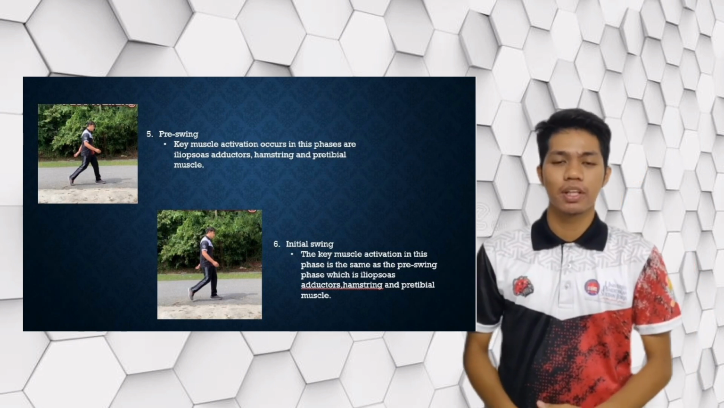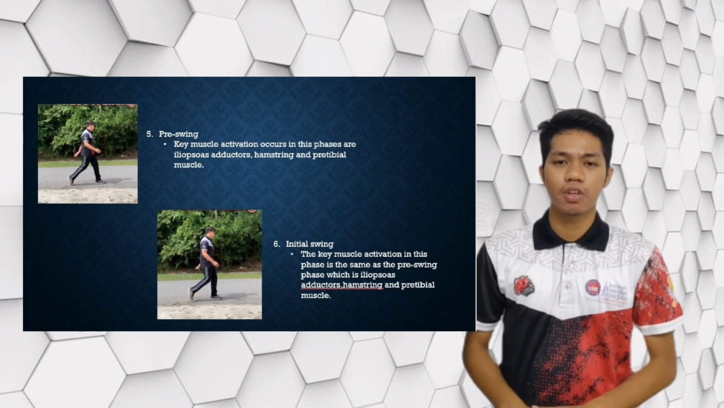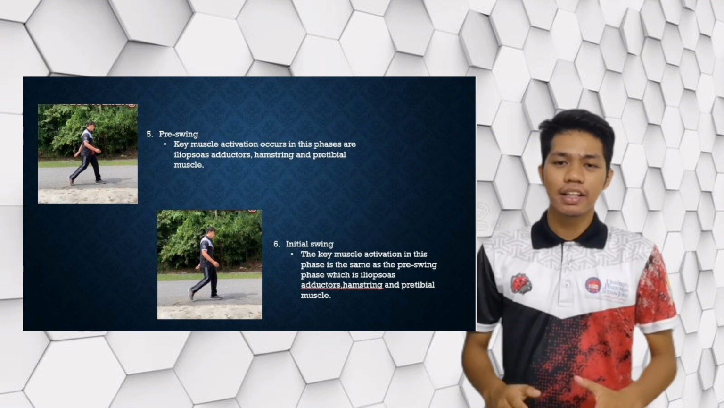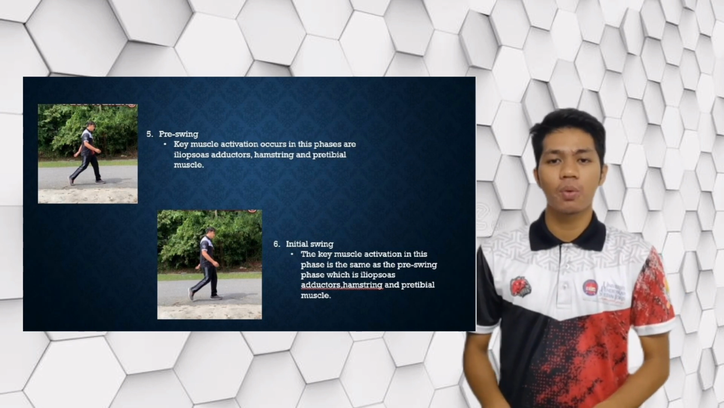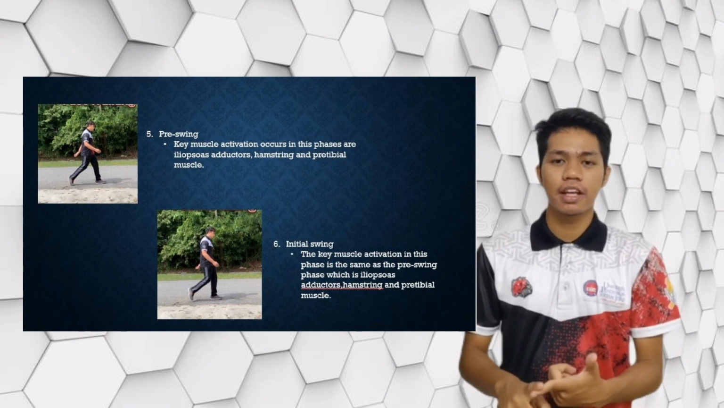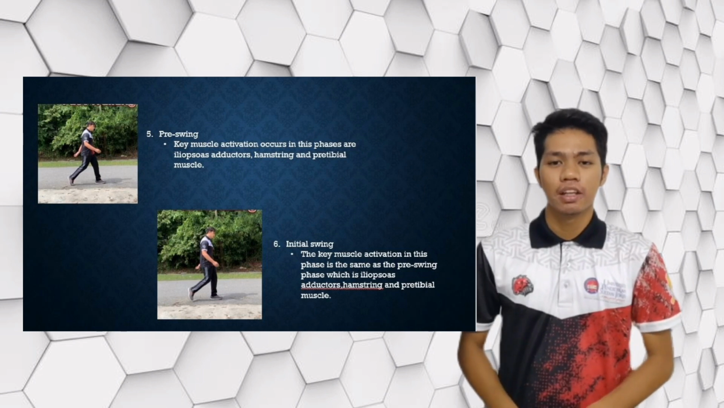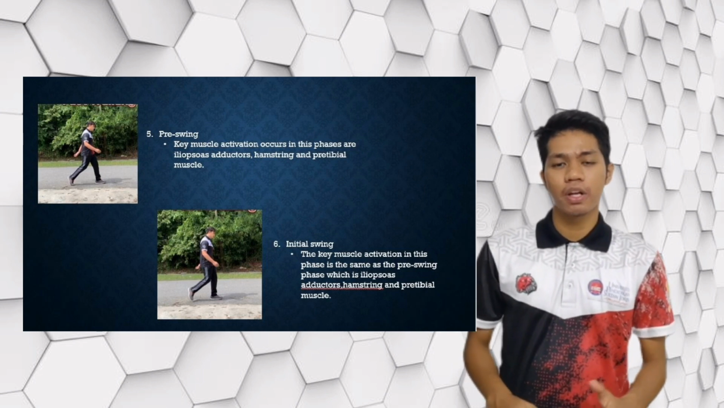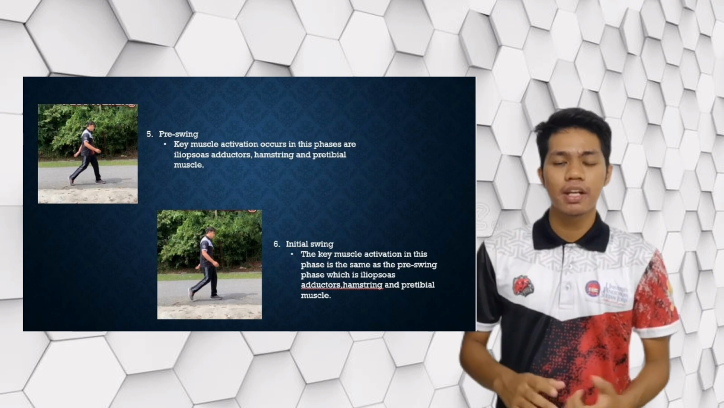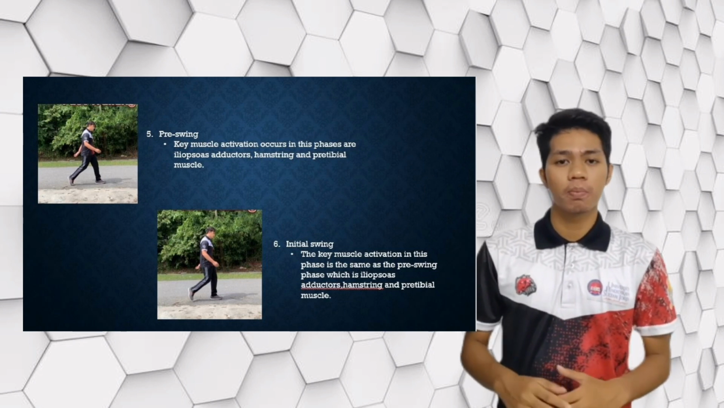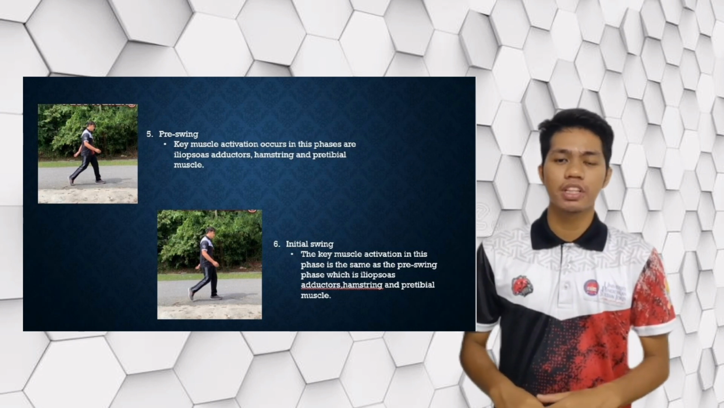Lastly is terminal swing. It is the final phase of the gait cycle. The key muscle activations are quadriceps, hamstring, and pretibial muscle. It includes the period from the point at which the tibia is in the vertical position to a point just before initial contact.